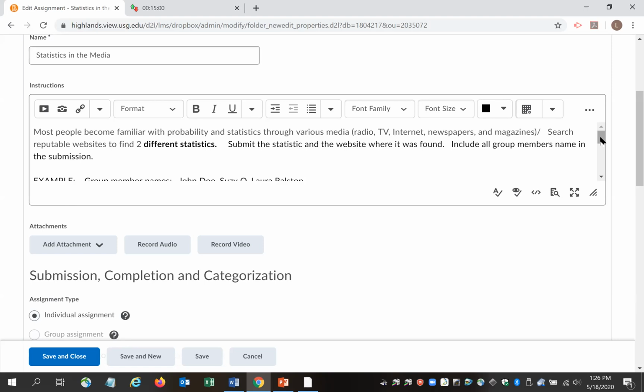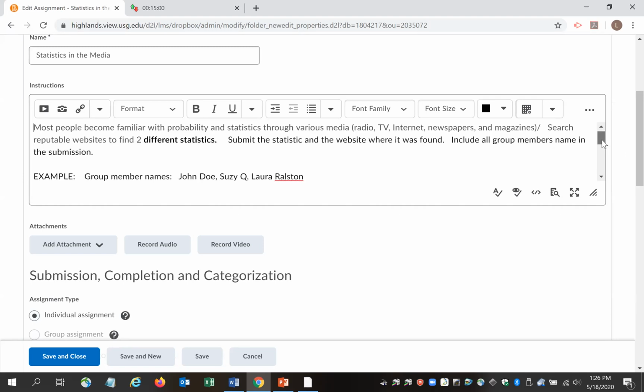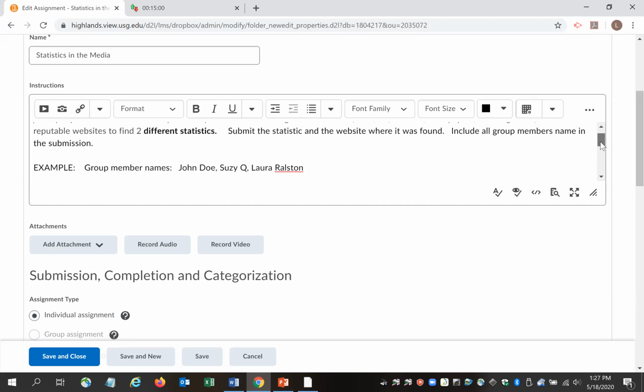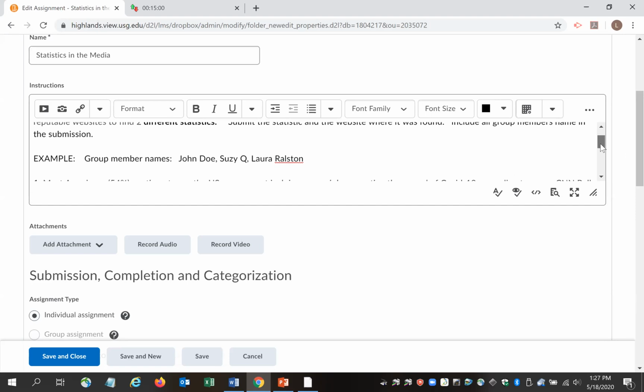I want you to search reputable websites to find 2 different statistics. You will submit the statistic and the website where you found it, and you're going to include all group members' names. The entire group will get the same grade. If you do 2 different statistics, then you're going to get the 20 points regardless.